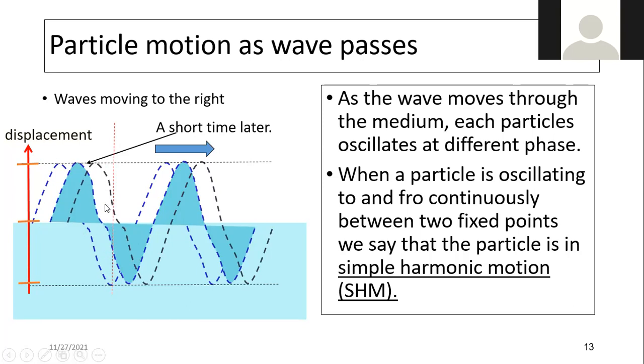So each of them are at a different phase. This one is at minimum. This one is at 0. And other particles will be at different angles.